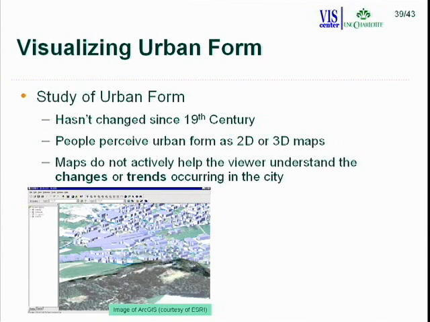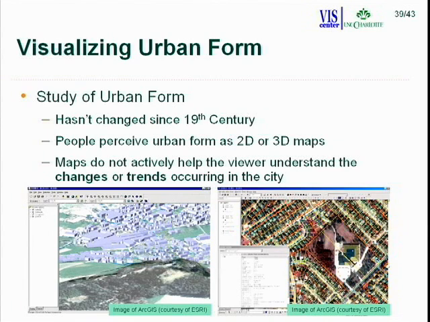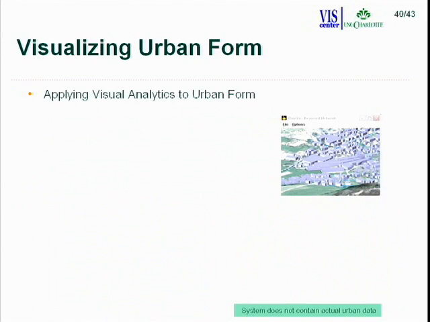Now, even though you overlay additional layers of GIS information, in this case some street information and some electricity information, the bottom line is these maps do not actively help the viewer understand changes or trends that occur in the city. In other words, it really doesn't help an urban planner to do his job any better. So what we would like to do is apply some things that we do know as visualization people. We want to apply some of these visual analytics techniques to urban form.